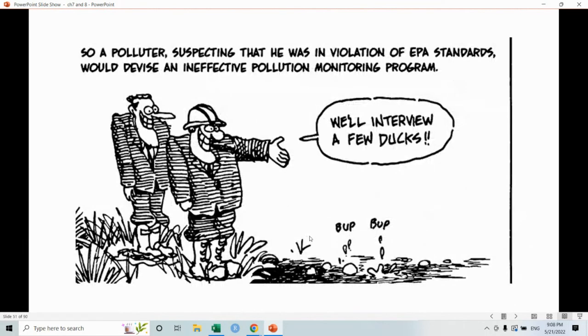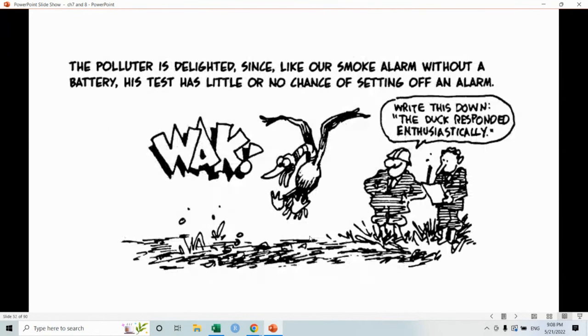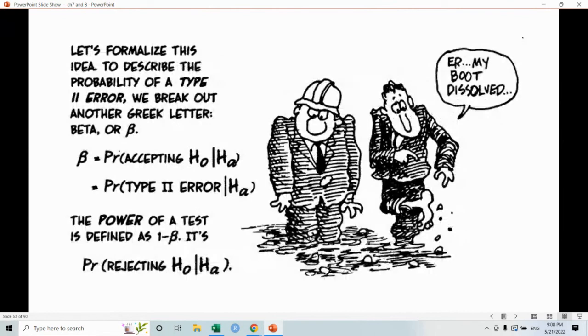So a polluter, suspecting that he was in violation of EPA standards, would devise an ineffective pollution monitoring program. Well, we'll interview a few ducks. The polluter is delighted since, like our smoke alarm without a battery, his test had little or no chance of setting off an alarm. Duck responded enthusiastically.